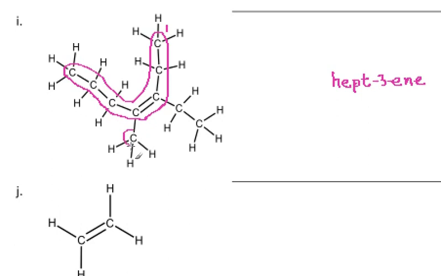For branches, we have a methyl group, which starts with M, and an ethyl group, which starts with E. E goes first. So first, second, third carbon has an ethyl group on it, so we say 3-ethyl. And the fourth carbon has the methyl group on it, so 4-methyl. Can I fit that in? Just barely. 3-ethyl, 4-methyl, hept-3-ene.